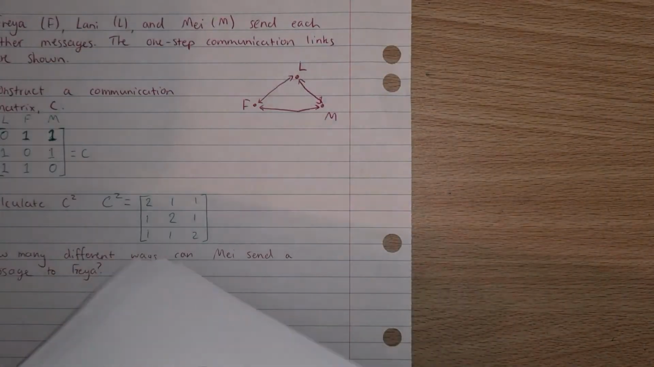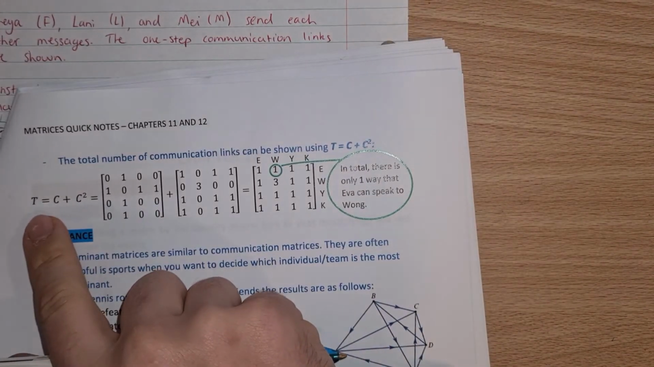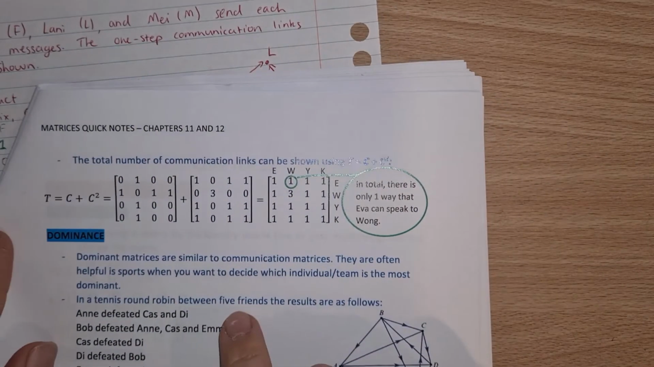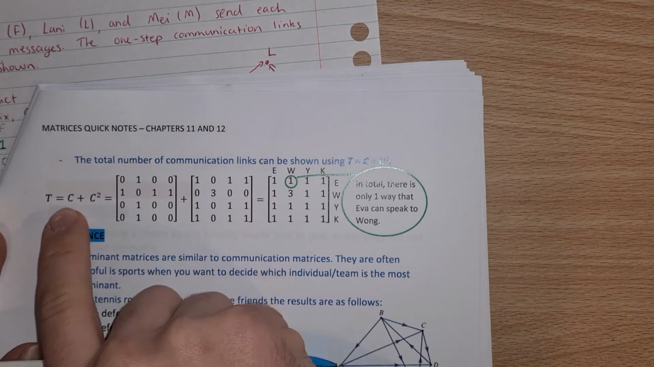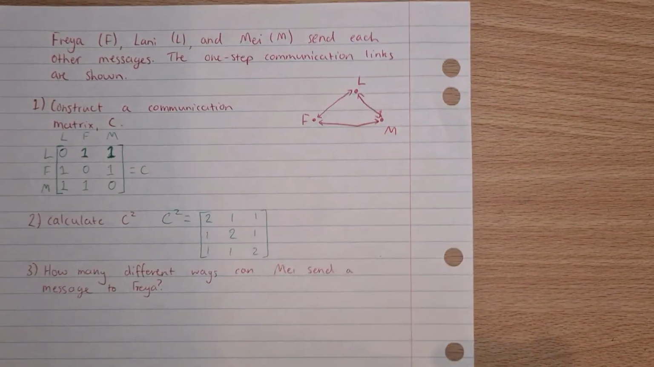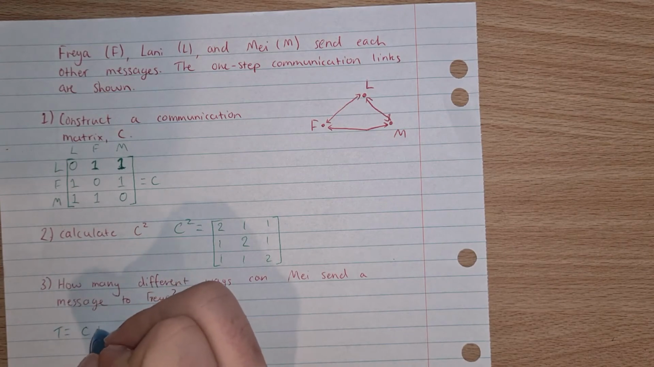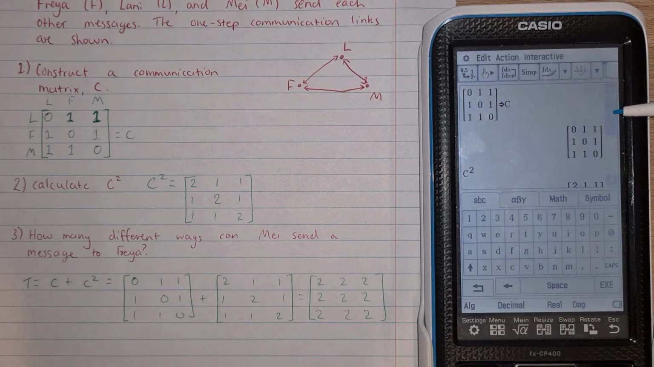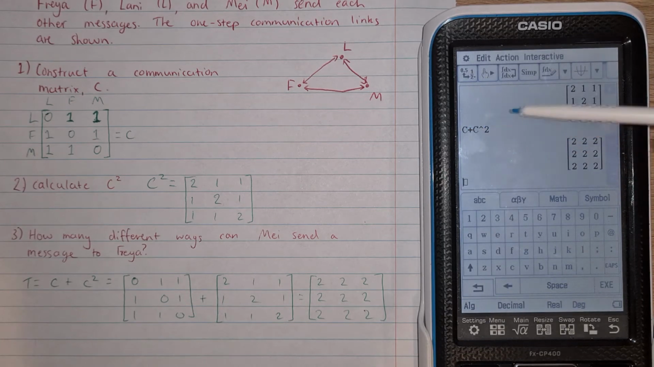So what we want to do here is figure out the total number of communication links between May and Freya. So we're going to want to find this T matrix, which is C plus C squared. I've just done that one by hand here, but even quicker, just put it in your calculator. Because you've already defined this matrix as C, you can just find out what C plus C squared is straight away. So it's just a matrix filled with 2's.